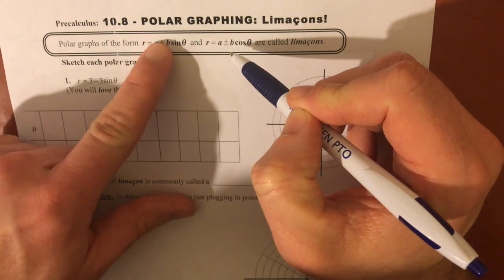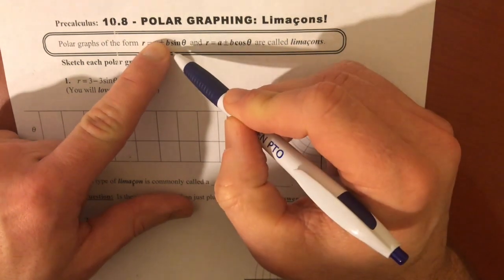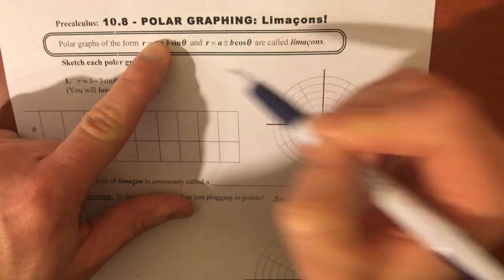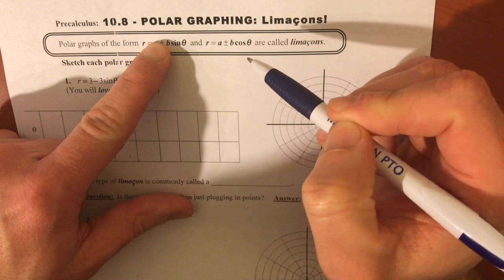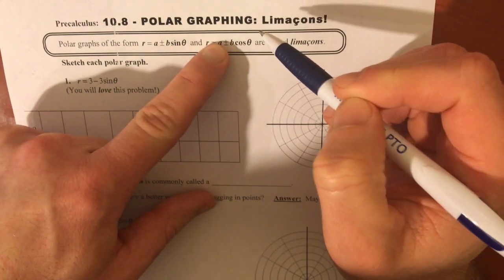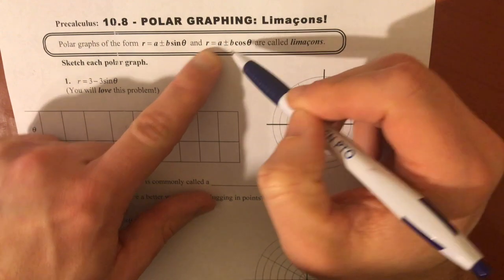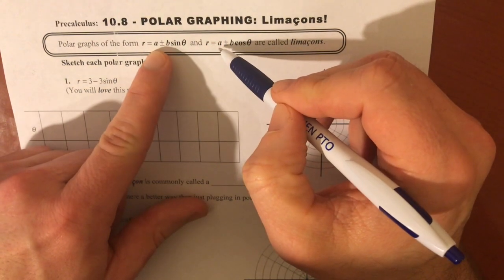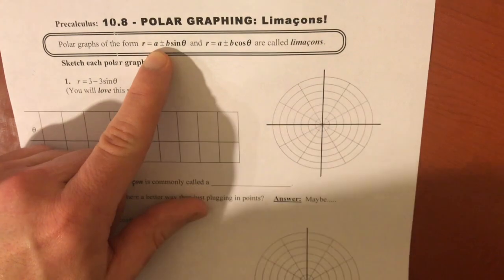Yesterday we were looking at if it was just r equals b sine of theta, that would be a circle symmetric with the y-axis, and if it was just b cosine of theta, symmetric with the x-axis, but again a circle. Now what happens when we add a constant to that?